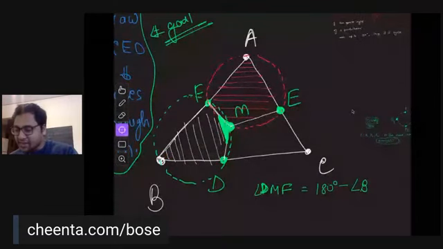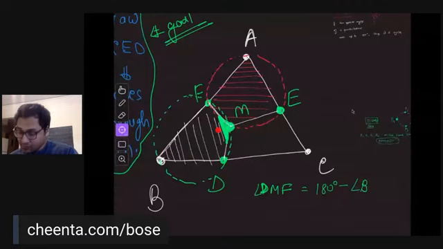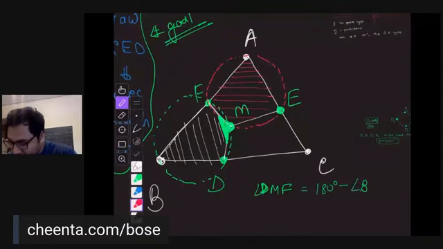Because this BFMD is a cyclic quadrilateral, so the opposite angles should add up to 180 degree. This is B, so this must be 180 minus angle B, right? Okay, so this is 180 minus angle B.